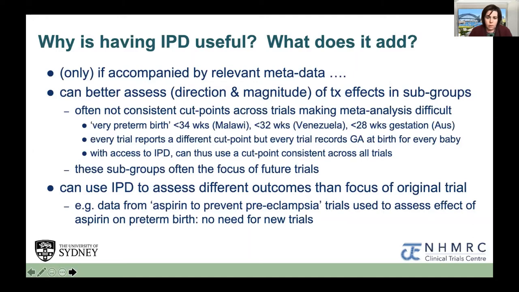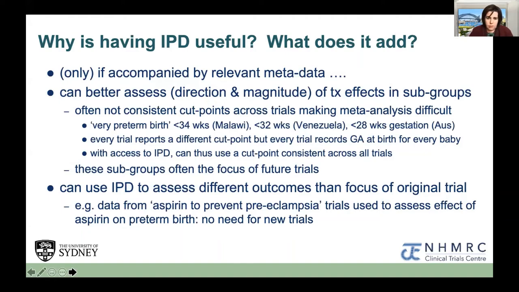So each trial would have reported those things quite differently and quite legitimately for the setting in which that trial was done. But what we can't do is then combine those data very easily when that's in a publication. Whereas we know that for every baby in every trial, the trialist will have recorded the actual gestational age for each baby. So with access to the actual line-by-line data, we can use a cut point that's consistent across all the trials. And these subgroups and putting the data together are very often the focus of future trials. And it's one of the reasons why NHMRC highly recommends now a systematic review of data before you, as justification for your trial, because you want to see if there are particular subgroups of patients where the treatment effect might be, what the direction and magnitude is.